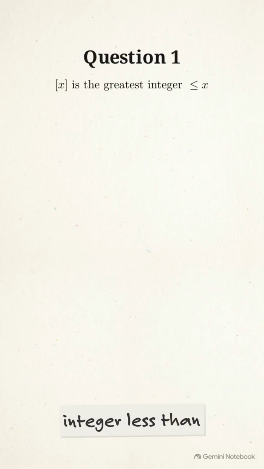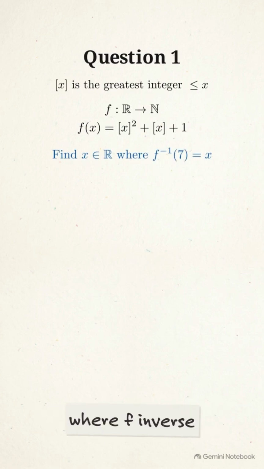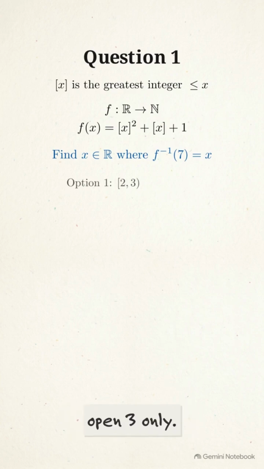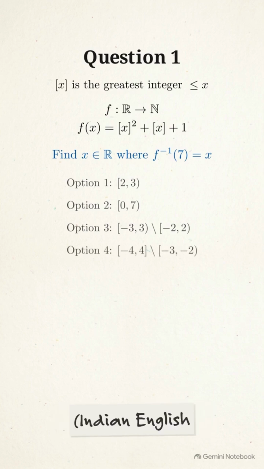Question 1. Bracket x represents the greatest integer less than or equal to x. If function f from R to N is f of x equals bracket x squared plus bracket x plus 1, find x in R where f inverse of 7 equals x. Option 1, closed 2, open 3 only. Option 2, closed 0, open 7. Option 3, closed minus 3 to open 3, minus closed minus 2 to open 2. Option 4, closed minus 4 to closed 4, minus closed minus 3 to open minus 2.